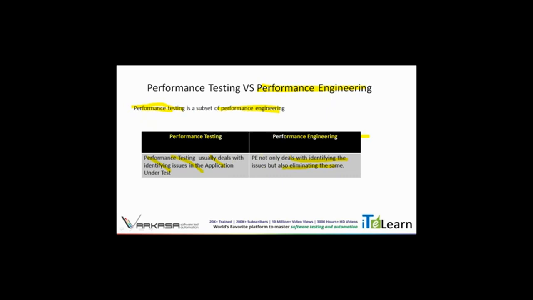A lot of people start their career as a performance tester. Slowly over a period of time, 5 years or 6 years, 7 years down the lane, they will become performance engineers, and then slowly they can get into the architect side as well.